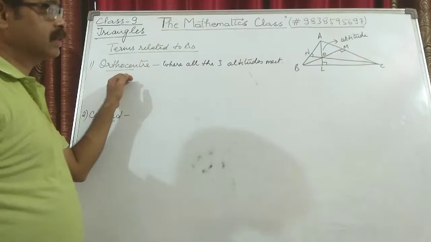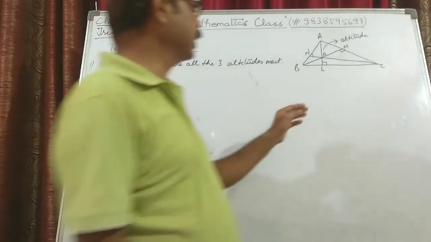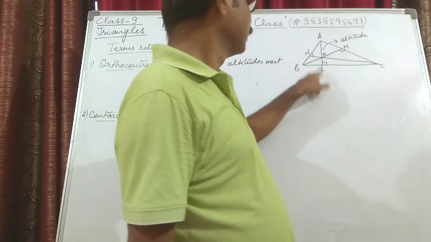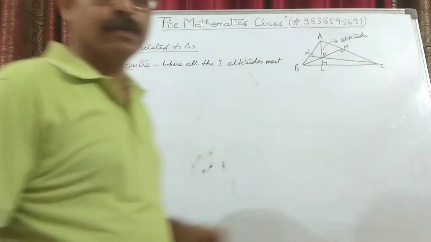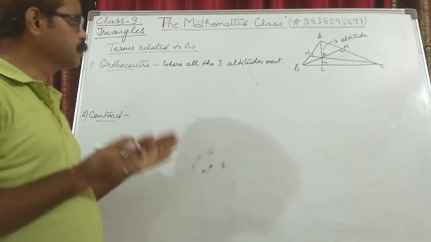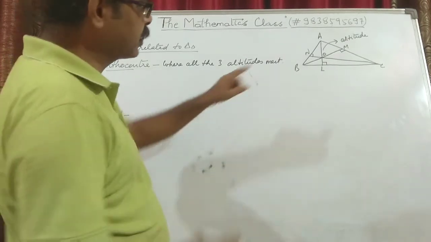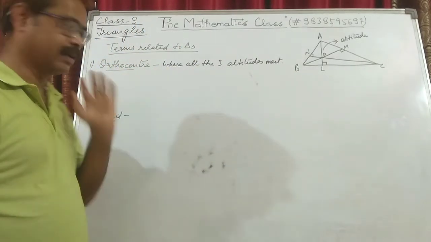What is the orthocenter? Here O is the orthocenter. Altitudes mean the perpendiculars from the vertex to the opposite base. When all the altitudes meet at a point, that point is known as the orthocenter of a triangle.